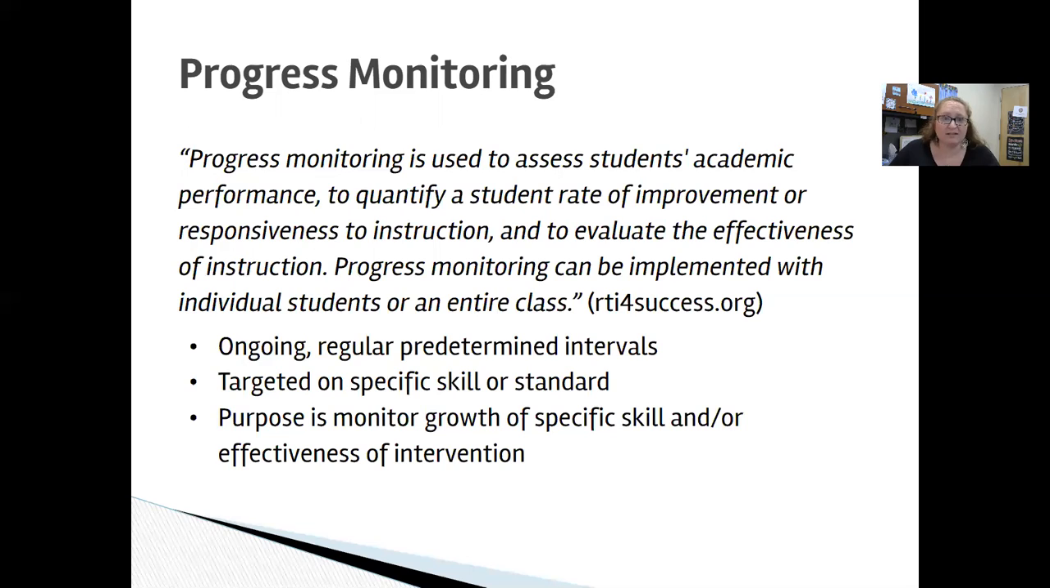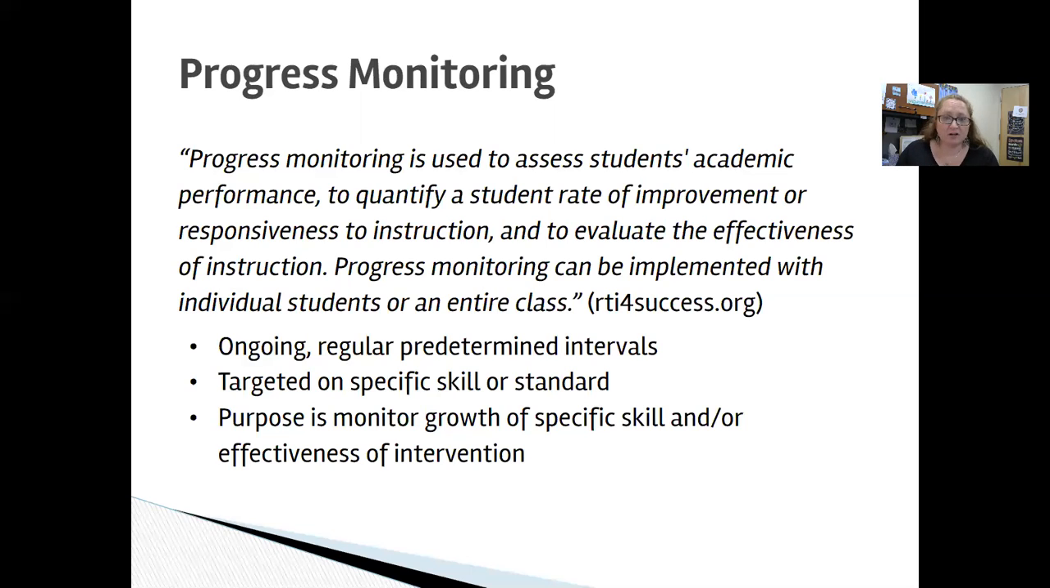So really what this is, it's ongoing assessment. It has to happen at regular, predetermined intervals. So we might have assessments pop up. We just want to see where our students are at. But progress monitoring, that's got to be pre-planned. And you have to decide at what intervals you are going to monitor your students' progress and for what purpose.